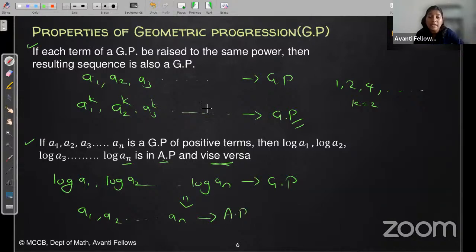They have mentioned that A1, A2, A3 up to AN must be positive terms. Why should they be positive terms? Because log is defined only for a positive argument, right? If the argument is positive, then only log is defined. That's the reason this A1, A2, A3 up to AN, all terms should be positive. So is it clear to you all? Any doubt in this? Fine. If this is clear to you all, we'll go to the next part.